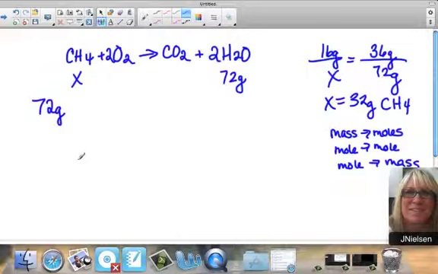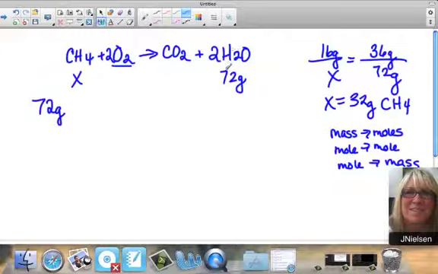I'm going to read you a problem. It says methane, which is CH4, reacts with oxygen, which is O2, to form carbon dioxide and water. I had to put a 2 in front of the water because I have 4 H's on the left, I need 4 H's on the right. That now gives me 2 O's here and 2 O's here for a total of 4 O's, so I put a 2 here to give me 4 O's.